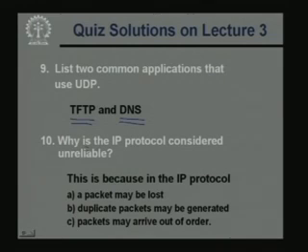Next question, why is the IP protocol considered unreliable? Because the IP protocol does not check for any error, a packet may be lost, duplicate packets may be generated due to timeout and retransmission, and packets may also arrive out of order because packets can follow different paths.